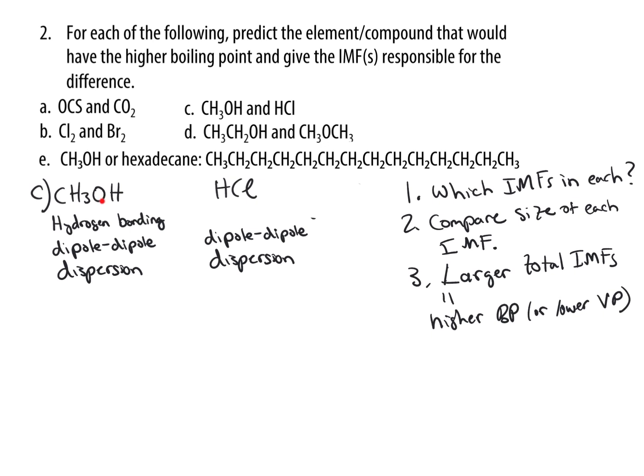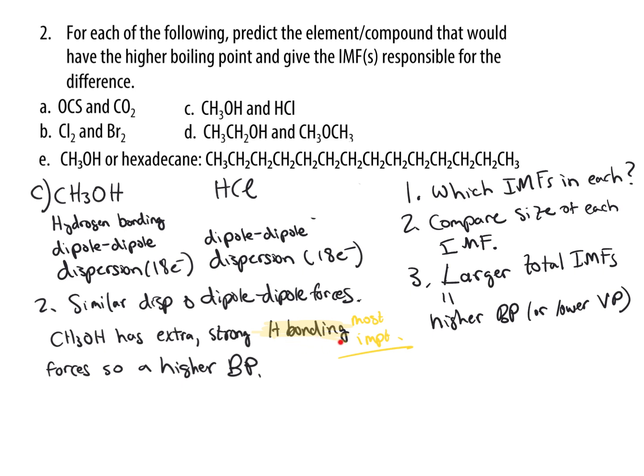For C, CH3OH has that OH group, so it has hydrogen bonding, dipole-dipole, and dispersion forces. Anytime we have hydrogen bonding, we'll have all three forces. HCl is polar because we have this difference in electronegativities, so it has dipole-dipole and dispersion forces. Comparing the size of the forces, these each have the same number of electrons, probably similar dispersion forces. Dipole-dipole force is likely to be similar, maybe slightly bigger for CH3OH because oxygen is a bit more electronegative. And so the key difference then is this extra hydrogen bonding force. That's going to make the total IMFs in CH3OH much bigger than the total IMFs in HCl.